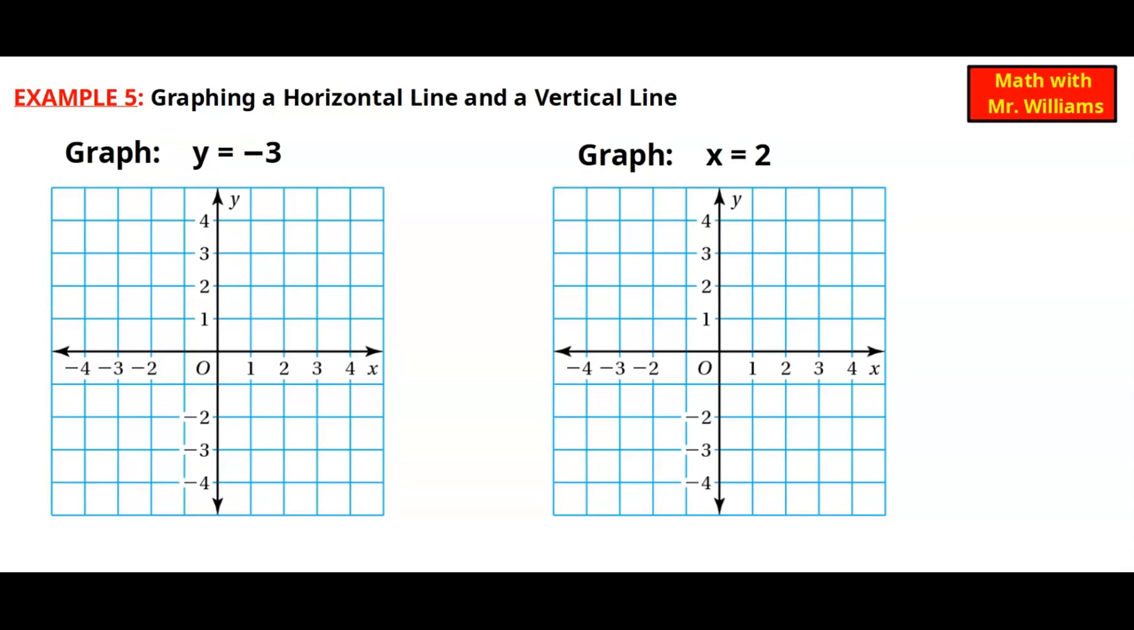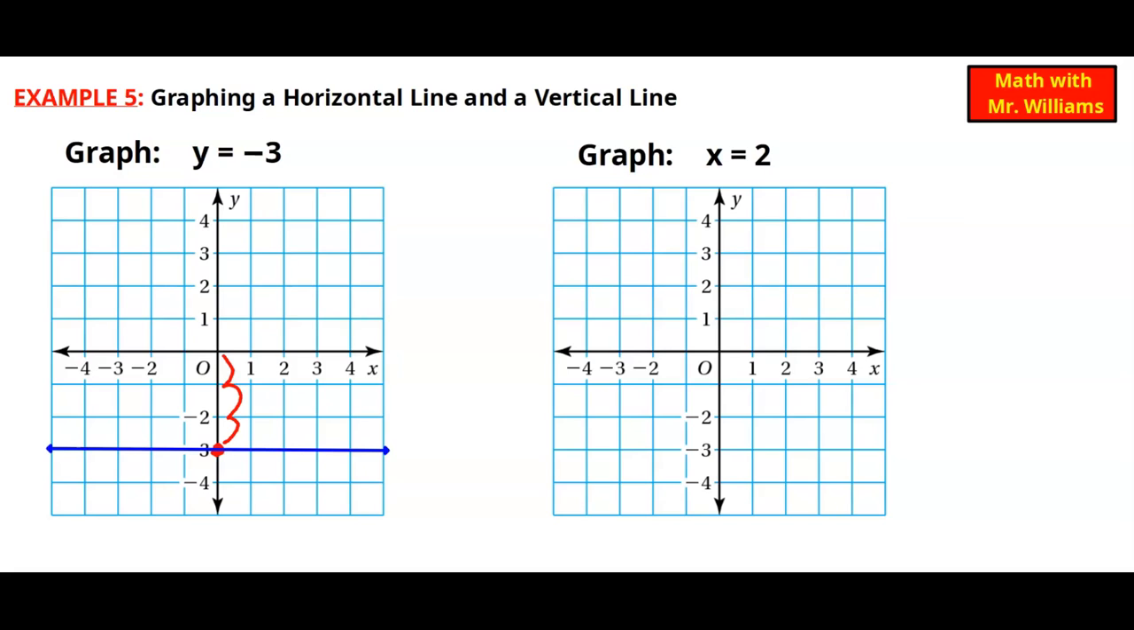Math with Mr. Williams, example 5, graphing a horizontal line and a vertical line. On the first one we have graph y equals negative 3. We start at the origin and march our way down to the negative 3. What that means is no matter what my x value is, my answer will always be a negative 3. You show that by putting a line horizontally across our graph at the negative 3.